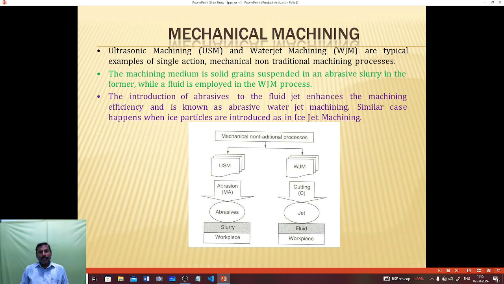Then the machining medium is solid grain suspended in an abrasive slurry in the former, while a fluid is employed in the water jet machining process. The introduction of abrasive to the fluid jet enhances the machining efficiency and is known as abrasive water jet machining. A similar case happens when ice particles are introduced in the jet machining process.